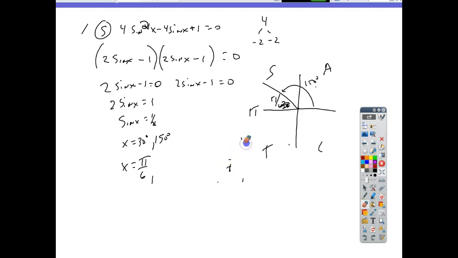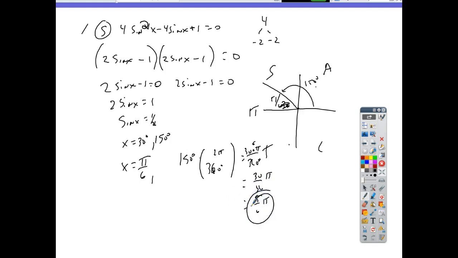That would be good. Okay, so I assumed that you knew what the answer was. That's not really fair. So 150, right? So I go 150 degrees, where 360 degrees is 2 pi, right? So I multiply across, I get 300 pi over 360 degrees, right? Degrees cancel out. Then simplify, I get 30 over 36 pi, which is 5 over 6 pi.